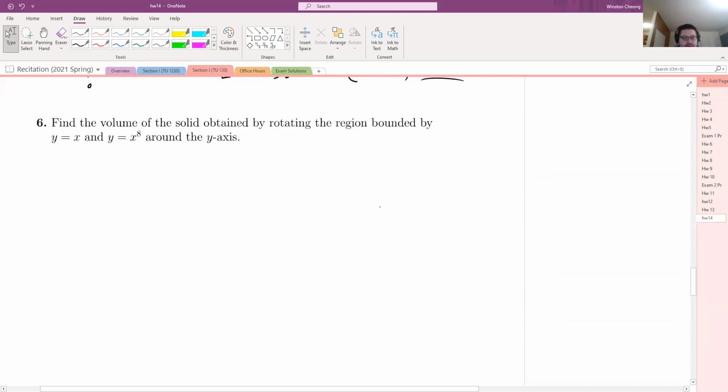Right. Then next, number 6. This works out pretty nicely as well. Well, really, they all have to. So y is equal to x, that's just this, and then y is equal to x to the 8th power is something like that. And we know that they intersect at 1, and we want to revolve this around the y-axis.